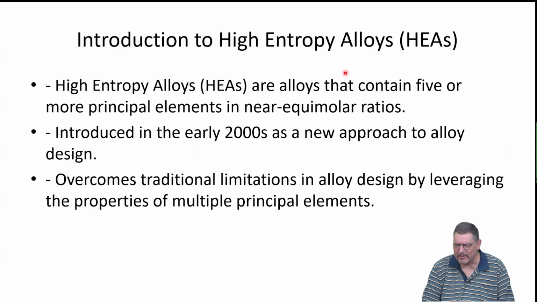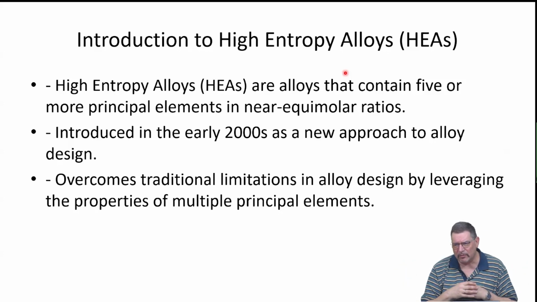So high entropy alloys are alloys that contain 5 or more principal elements in near equimolar ratios. The typical alloy which we know is the so-called Cantor system, because Professor Brian Cantor developed it. It is basically a mixture of 5 elements, and each element has 20 atomic percent. So that's the perfect high entropy alloy according to the definition.